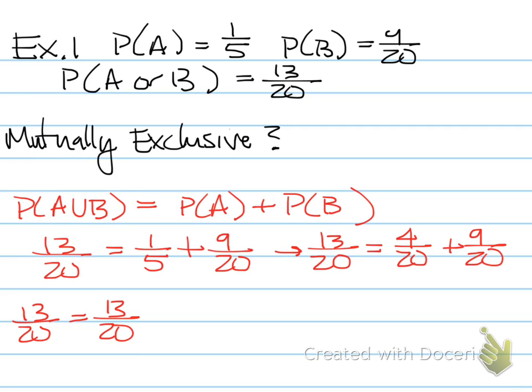Since the probability of A or B is the same as the probability of A plus the probability of B, we know that these are mutually exclusive events.